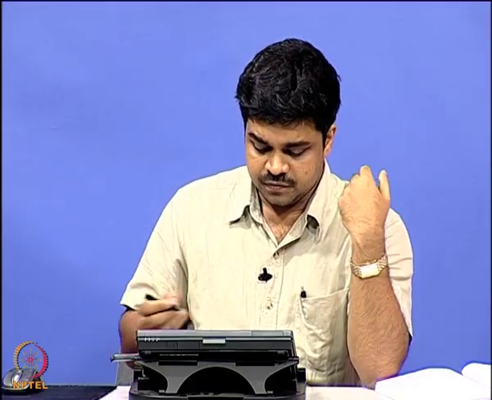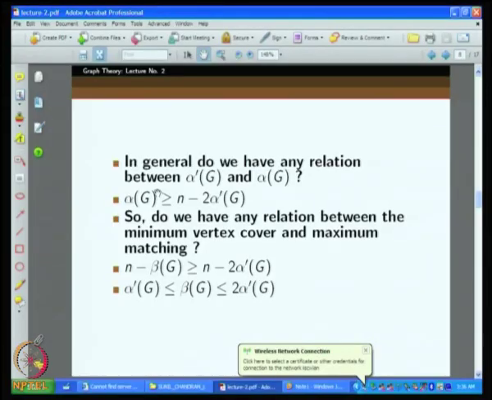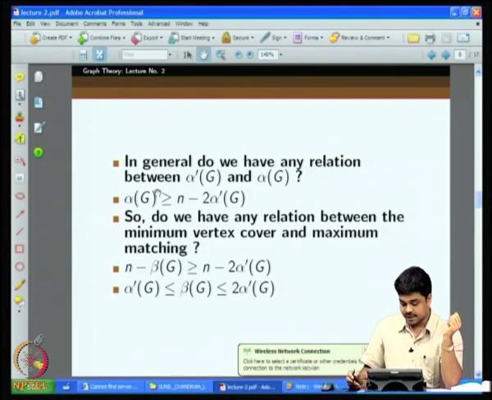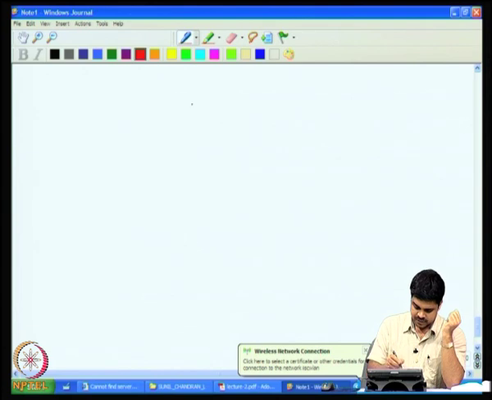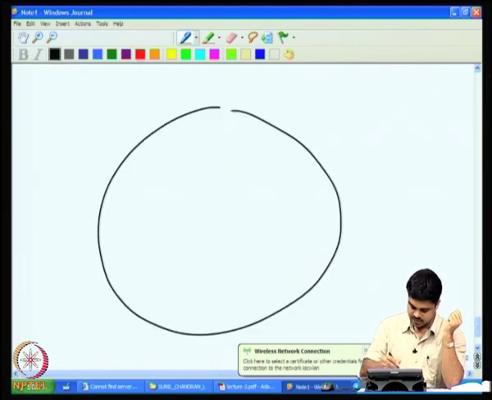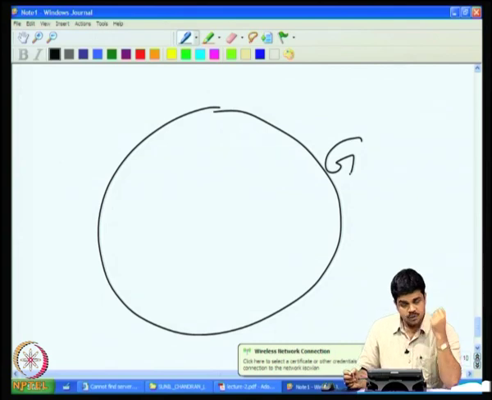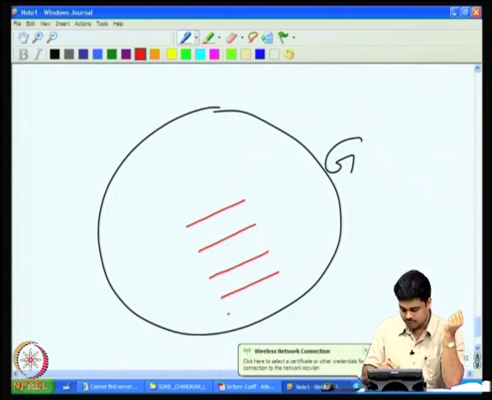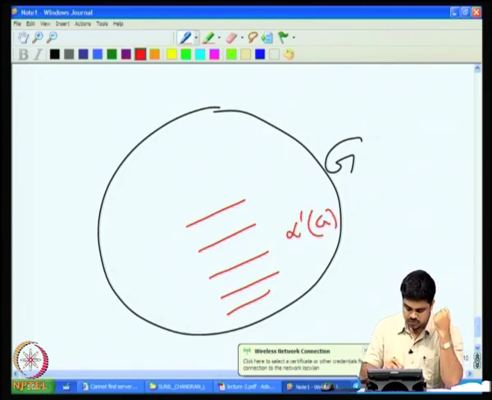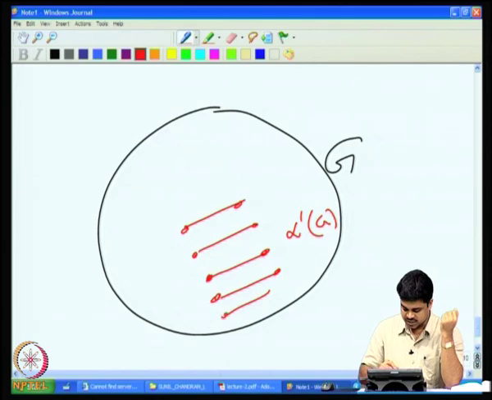Here is one relation. We can see that alpha of g is always greater than or equal to the number of vertices in the graph minus 2 times alpha dash of g. Why do I say this? Let us explain. Suppose this is a graph, I am just abstractly drawing a graph like this. Now suppose I identify the biggest matching here. How many edges are there? Alpha dash of g of them. I am just marking the matching which I have considered, though there are other edges.